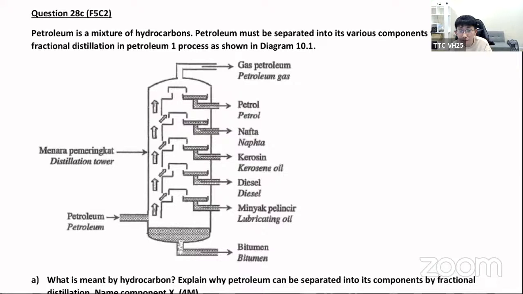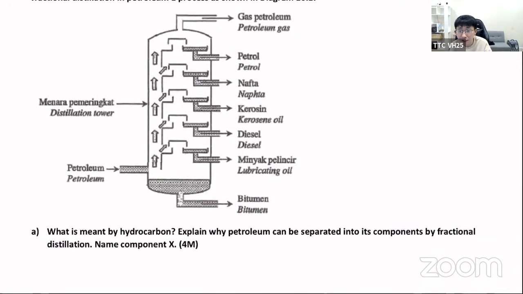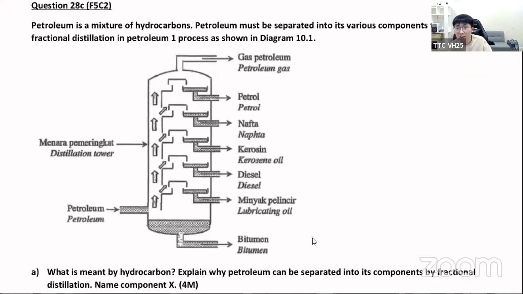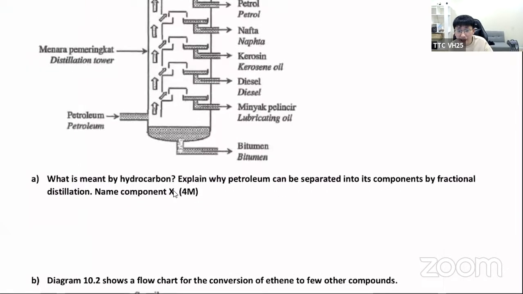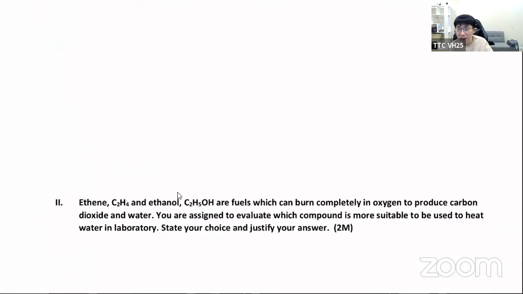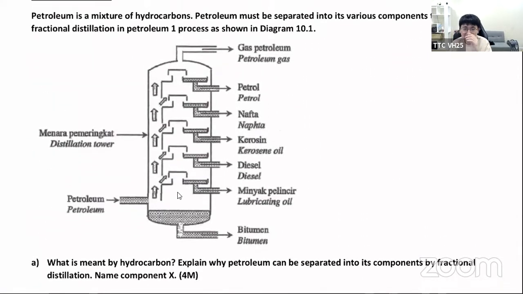It's a mixture of hydrocarbon. Teacher, your question got a problem. Name component X. Yeah, I know X is here, but there's no labeling of X anyway. According to my answer, the answer says component X is bitumen.